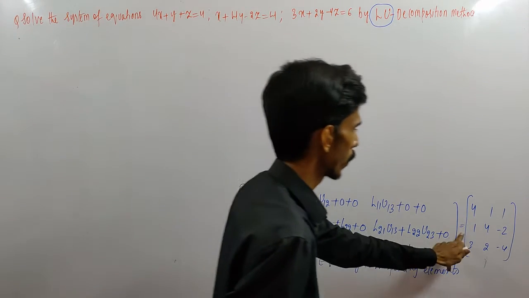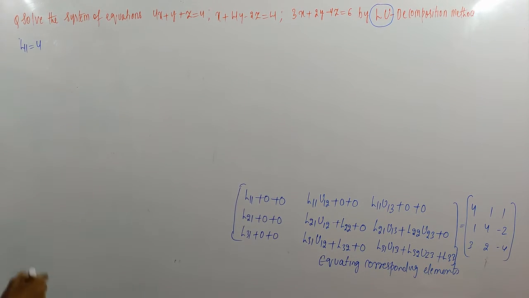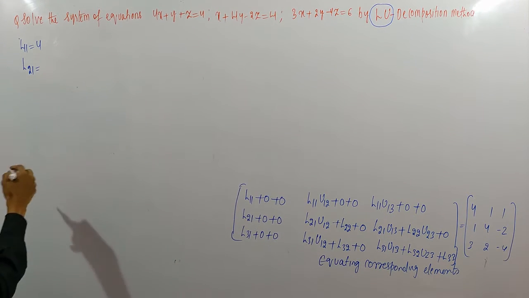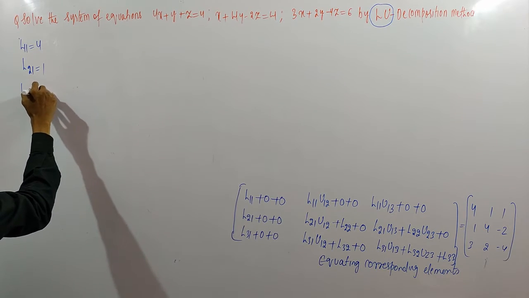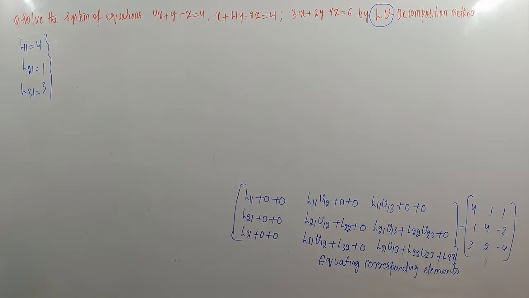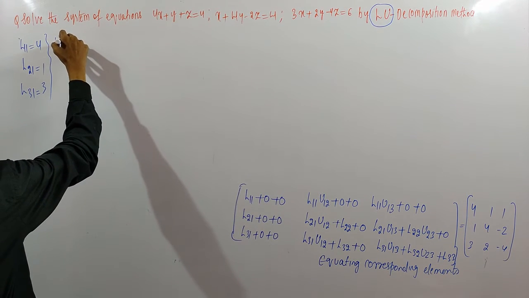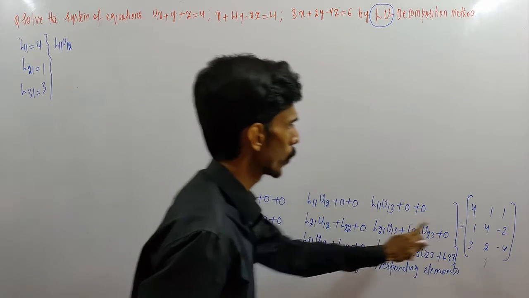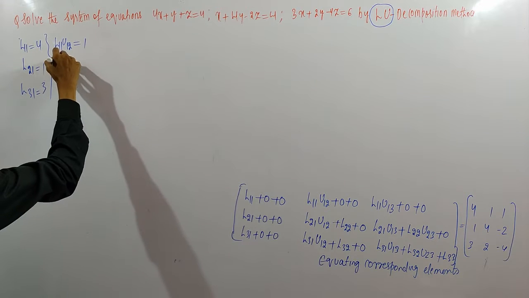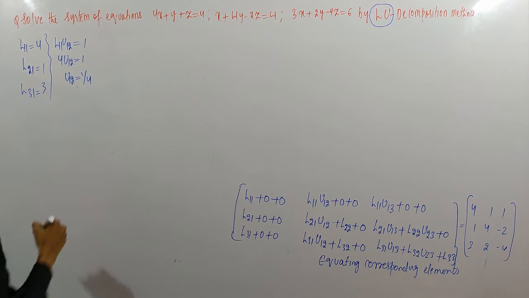Now we have L11 equal to 4. L11 is equals to 4, L21 is equals to 1, L31 is equals to 3. Next L12, L11 U12 value is 1. Here L11 value is 4, so we have 4 U12 is equals to 1, U12 value is 1 by 4.